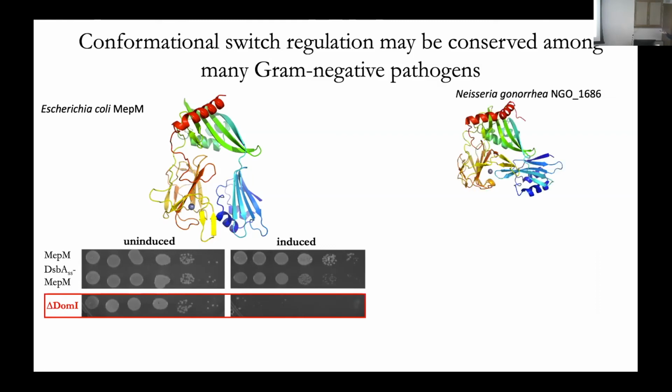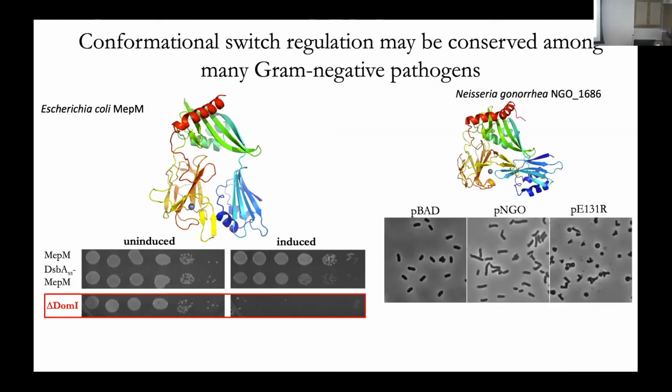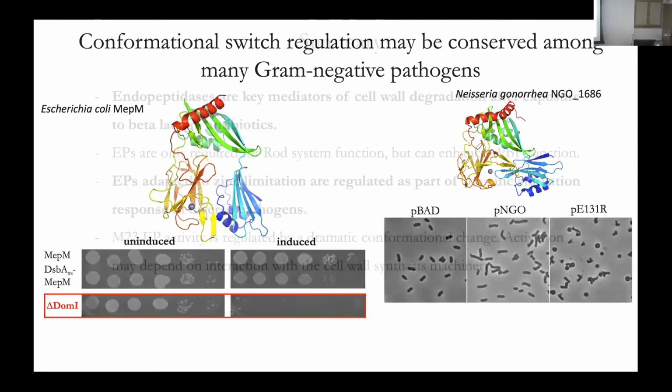For a Neisseria gonorrhea enzyme, we can create a point mutant in this interaction interface between domain 1 and domain 3, and again, we get higher toxicity. So it seems like pretty widespread, this mechanism of activation, and not just a weird curiosity of the Vibrio world.